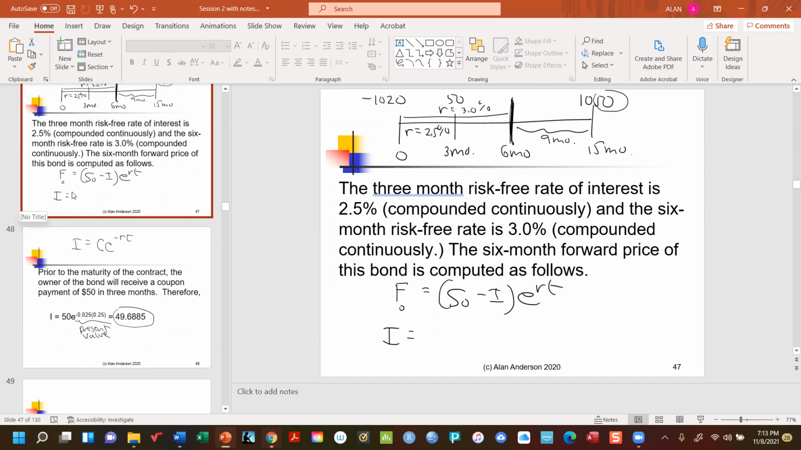So what we need is the bond's price. The bond will pay 50. Wait a minute, I almost forgot to write down the formula for I. I equals the coupon payment times e to the minus RT. T is the time to the coupon.